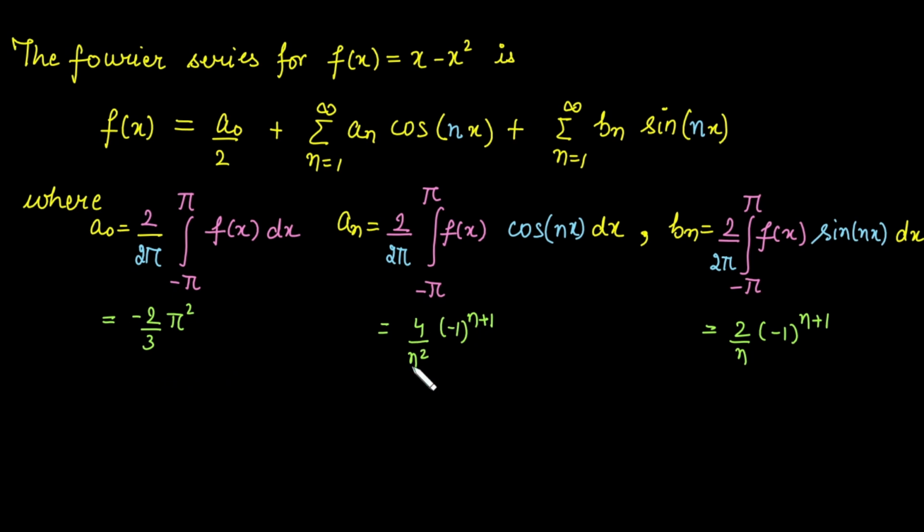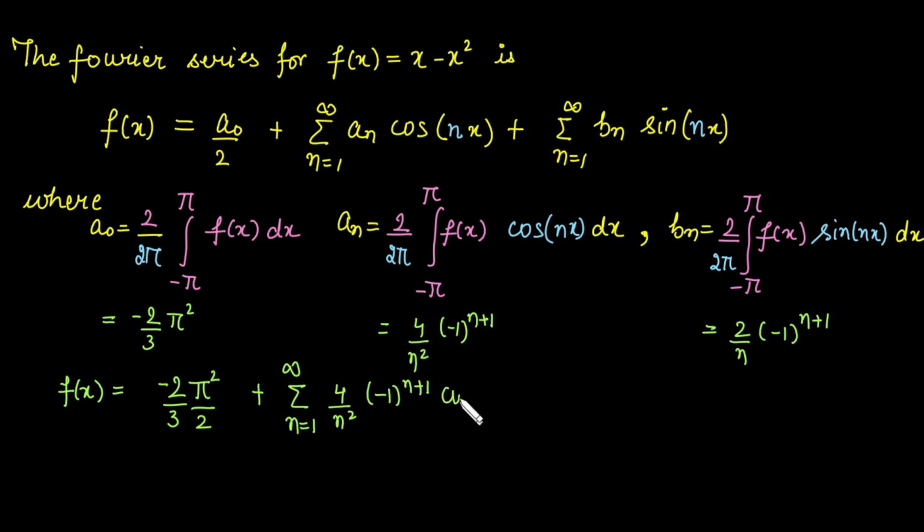Now substitute these Fourier coefficients over here. So the final Fourier series we have in this case is minus 2 by 3 pi square, that is divided by 2, plus summation from 1 to infinity 4 by n square, minus 1 raised to power n plus 1 into cos nx, plus summation from 1 to infinity 2 by n, minus 1 raised to power n plus 1 into sine of nx, and here we have the final Fourier series of this function.